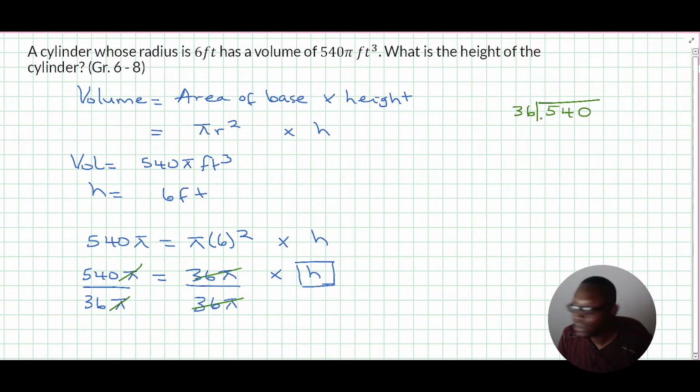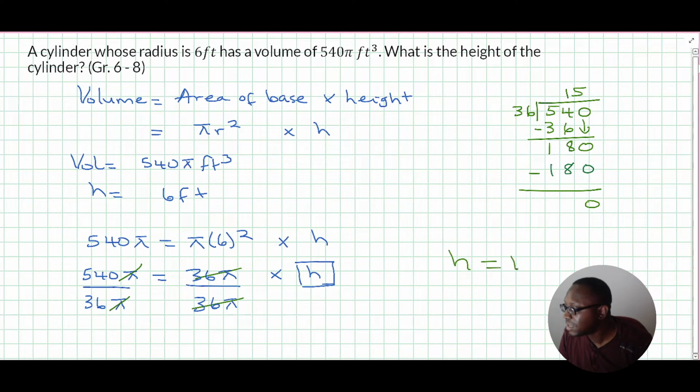How many groups of 36 in 54? I have 1. 1 multiplied by 36 is 36. Now we can subtract. We have 18, and then we bring down the 0. 180 divided by 36 is going to give you 5. 5 multiplied by 36 is going to give you 180 as well, and when you subtract you have 0. So therefore h is equal to 15 feet.